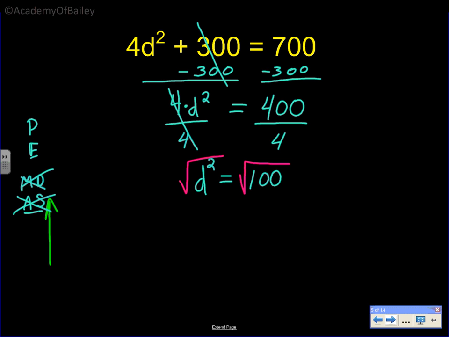So on the left side, the square root of d squared is going to leave us with d. And the square root of 100 is 10. 10 and negative 10. So d is equal to positive or negative 10.